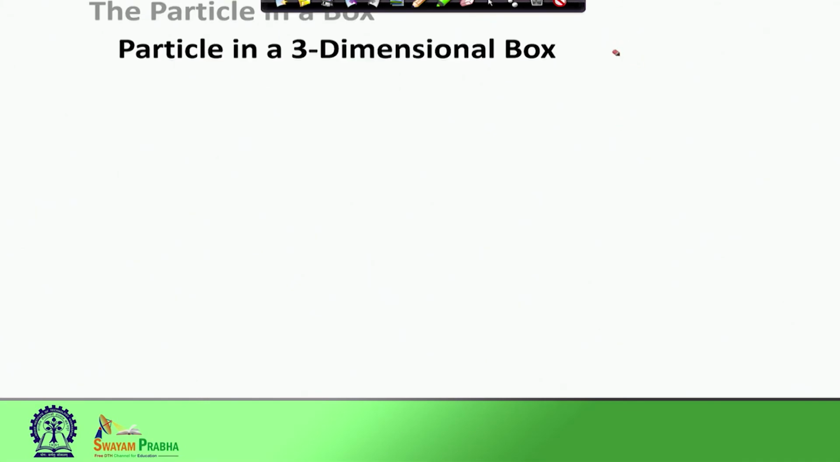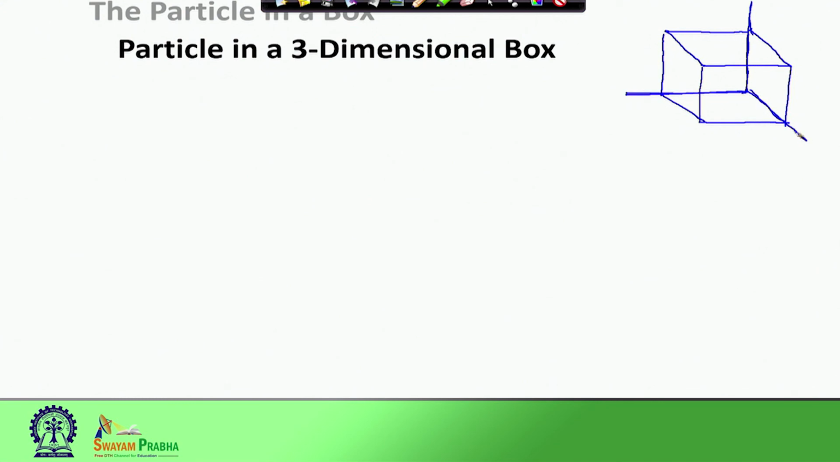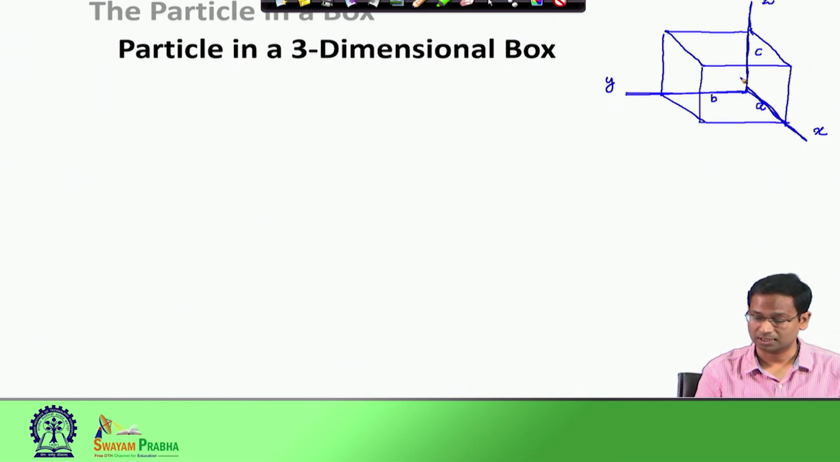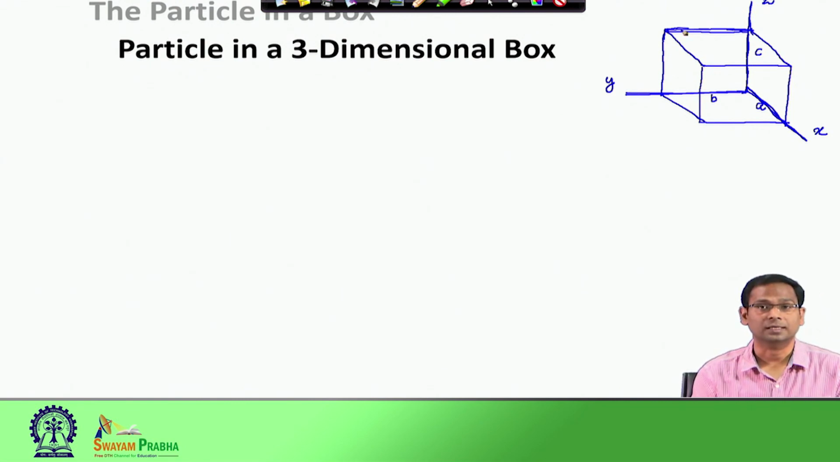So, when we say particle in a three-dimensional box, we can imagine a cuboid. Let us define the three axes. Let's call them x, y, z, and the sides are a along the x axis, b along the y axis, and c along the z axis. Let us consider this cuboid, a box with dimensions a, b, c, where the particle is.